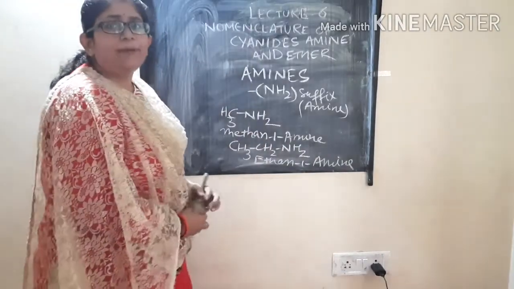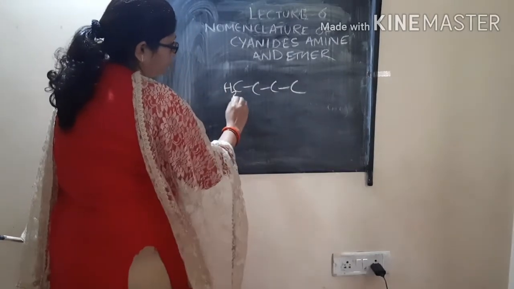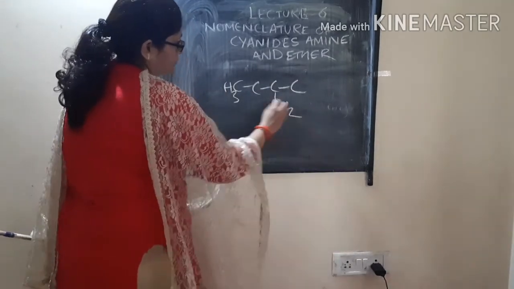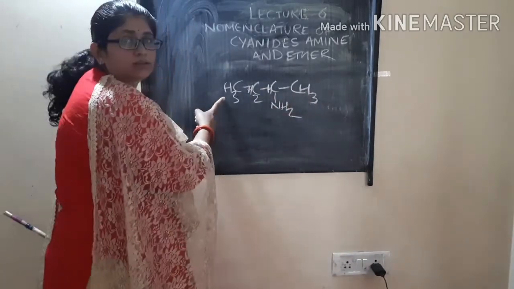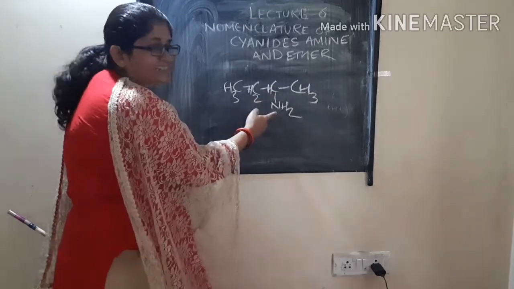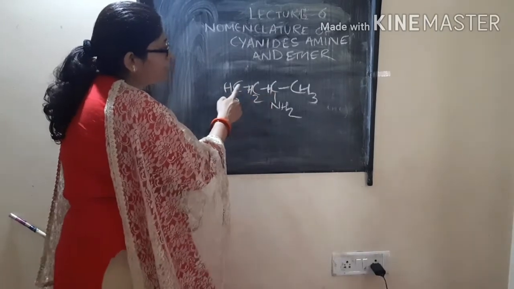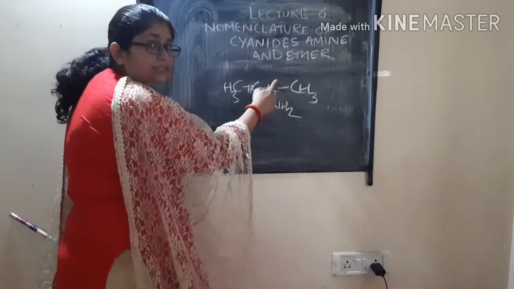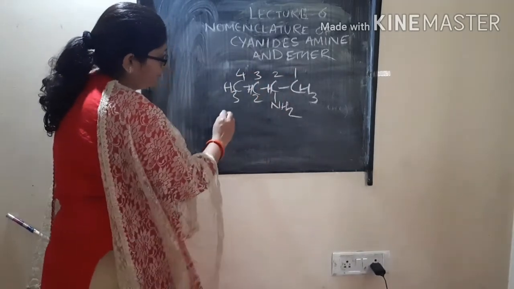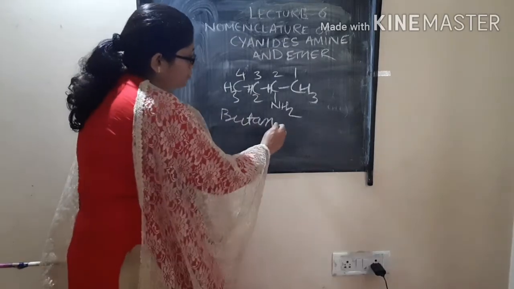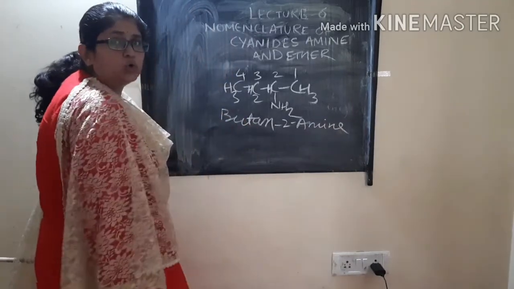Now I will tell you that amine is not a terminal functional group. Look here students, the amine is present at the second position. So how to name this? 1, 2, 3. From here you are getting the third position. But from here you are getting the second position. So we will start from here. 1, 2, 3, 4. So it will be butane 2 amine.